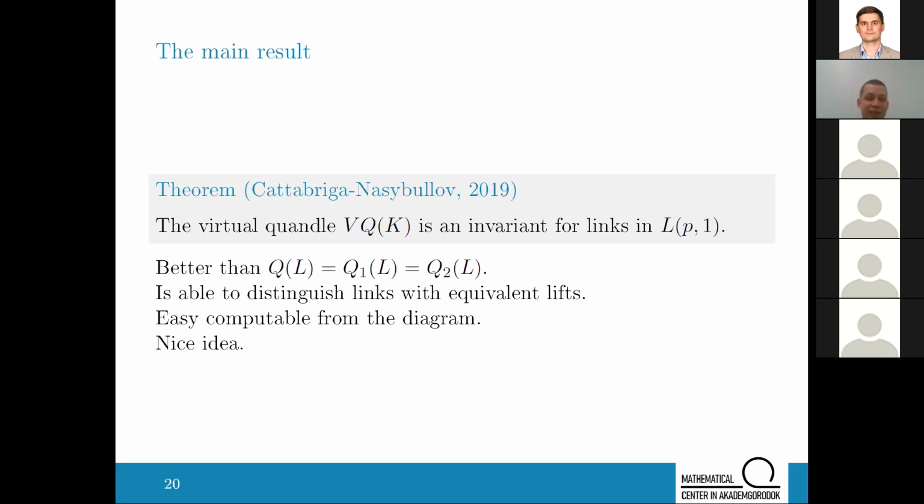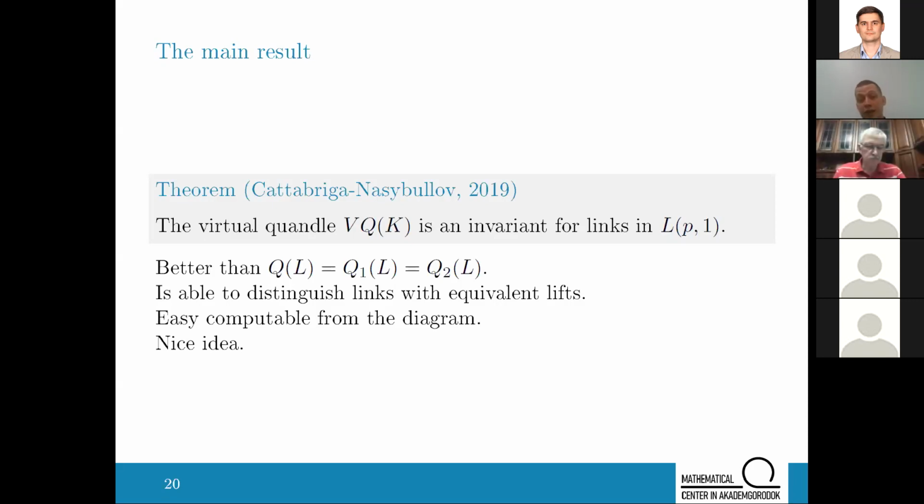And the last thing I noticed is that, in my opinion, it's a nice idea to use something from virtual knot theory for links in lens spaces, because the classical idea is to use something from classical knot theory for links in lens spaces. But here we use something from virtual knot theory, which is not connected with links in lens spaces. I find it nice. Of course, it's not me who has to decide if it's a nice idea or not, but that's just my opinion.